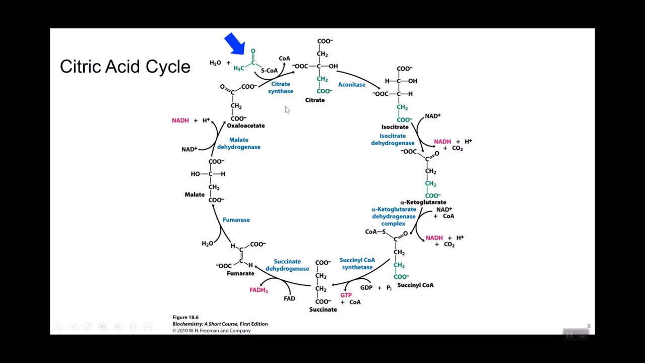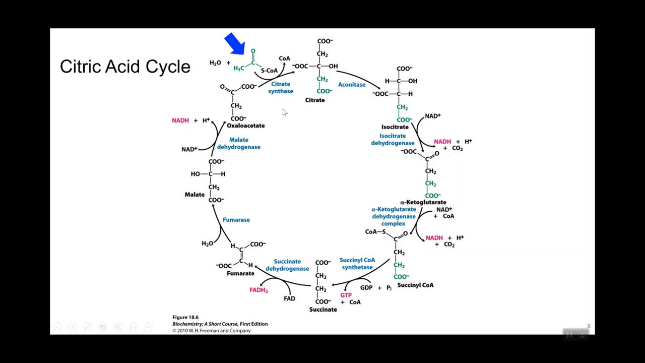So oxaloacetate and acetyl-CoA are going to join, and this will all be catalyzed by an enzyme called citrate synthase. And oxaloacetate is actually a limiting factor, okay? So if you don't have a lot of oxaloacetate present, the cycle won't be running all that fast, okay? It won't be able to use up all of the acetyl-CoA in order to generate energy.